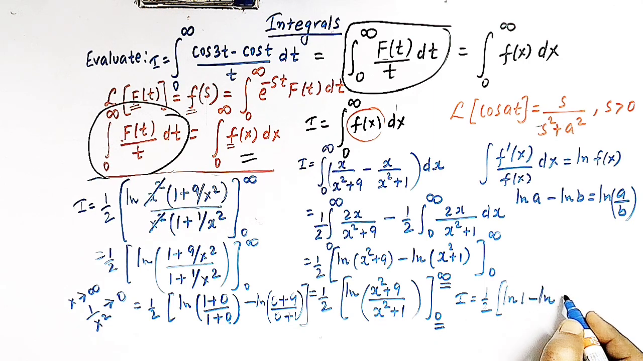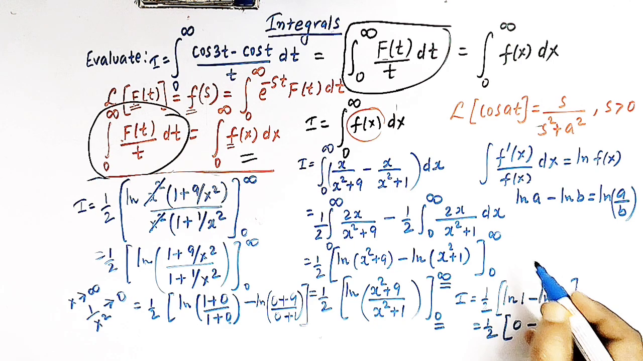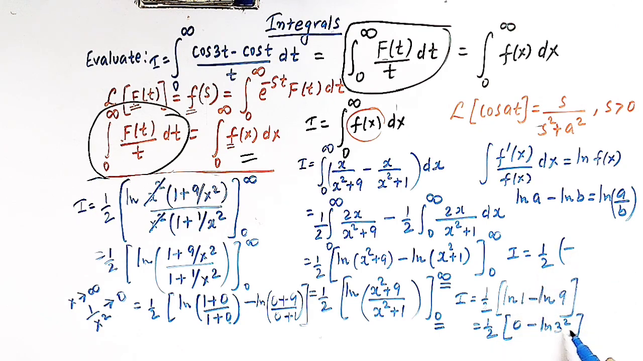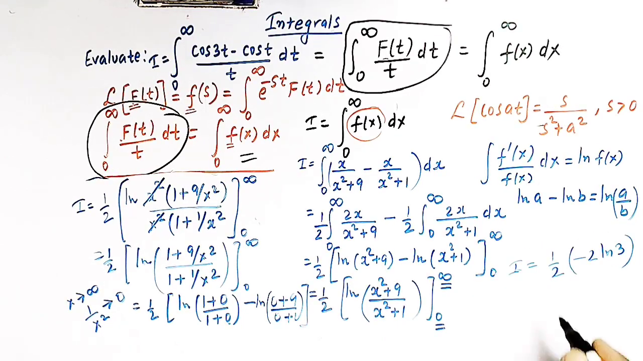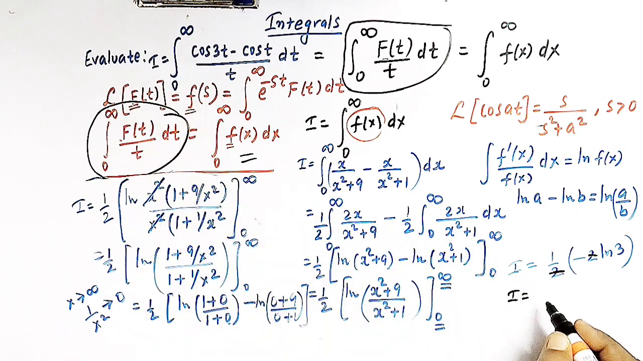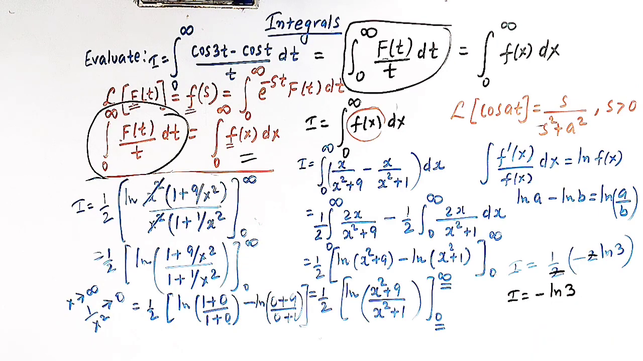And then we have natural log of 9, because this is 0 plus 9 is 9, 9 over 1 is 9. So we have half, natural log of 1 is 0, and natural log of 9 can be written as natural log of 3 square. So we can now write I is equal to half, and we have minus 2 times natural log of 3. So now this 2 and this 2 get cancelled, and the value of this integral I is equal to negative of natural log of 3.